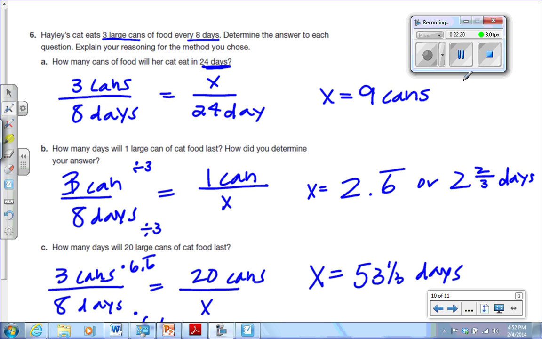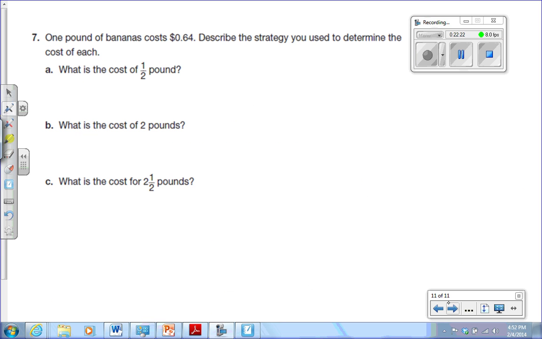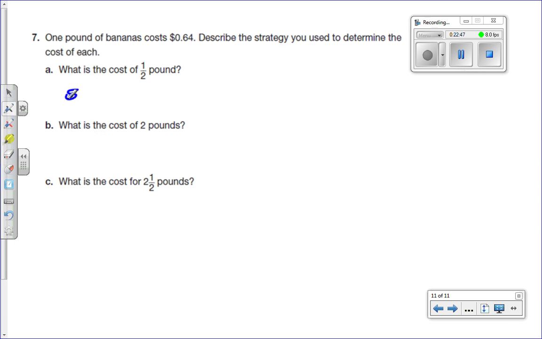Okay, so go ahead and check yourself. We're going to move on to that last problem. So 1 pound of bananas costs 64 cents. Describe the strategy you used to determine the cost of each. So what is the cost of a half of a pound? Again, you know that if 1 pound is 64 cents, half of 1 would be half of the 64 cents, which would give you 32 cents.